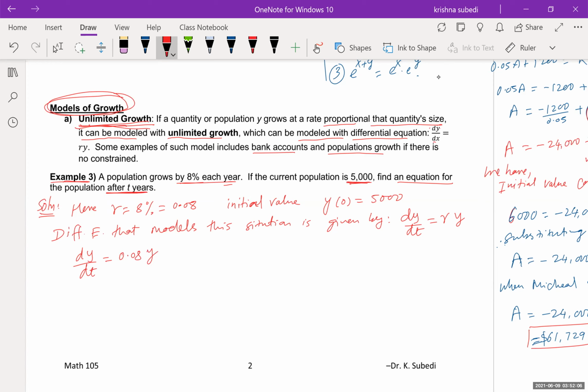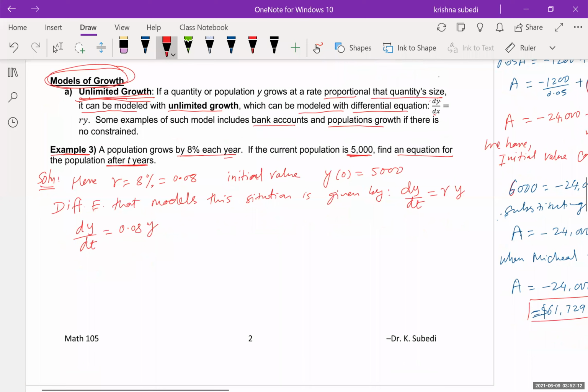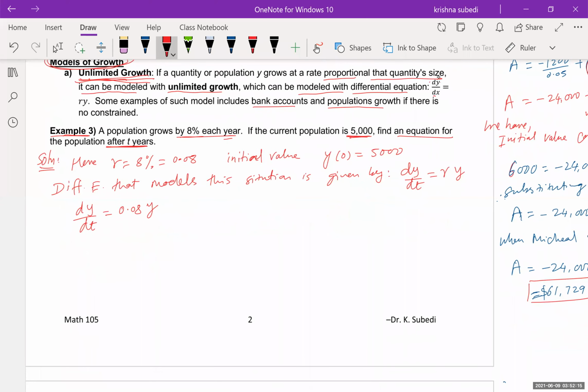That's it. Now you can use either method, the separable differential equation or the integrating factor, because in this case also either method works. So let us use separable, because I see that most of you like the separable method when we tried both methods in the previous example. So let us use the separable differential equation method. In that case, I'll write dy over y equals 0.08 dt.